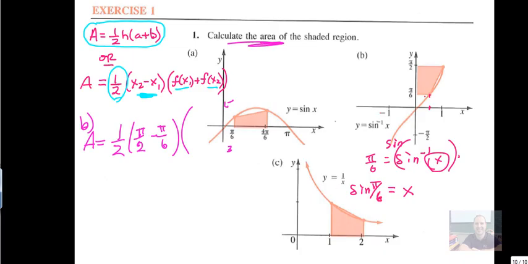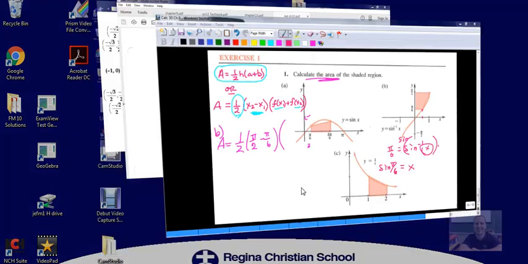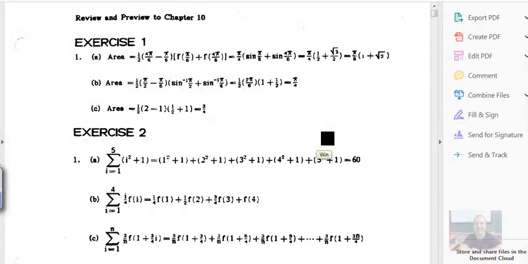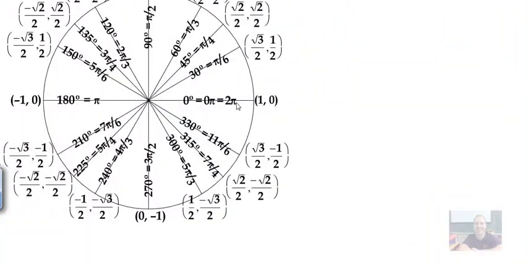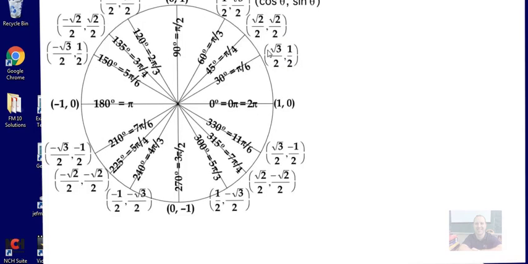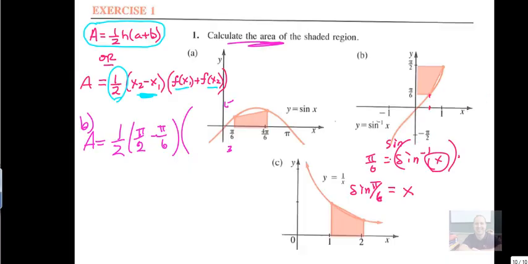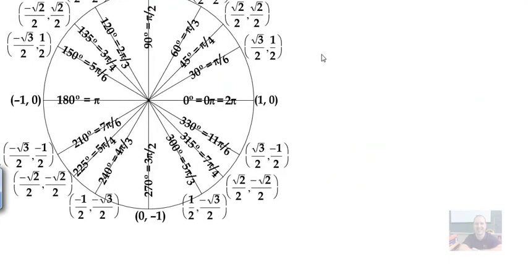So sine of pi over 6, you can go to the unit circle, and it should be 1/2. Does that sound right? So this is 1/2 here, plus, using the same logic, sine of pi over 2, which is what? 1? Pi over 2 here, coordinates 0, 1, there's your sine value, 1.